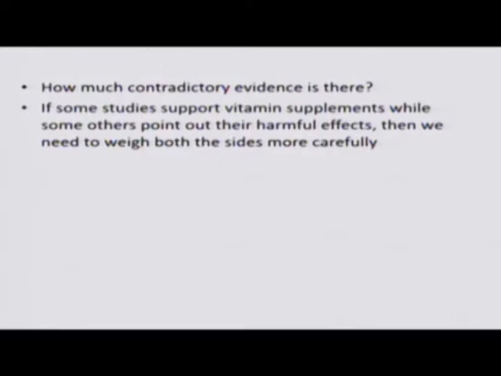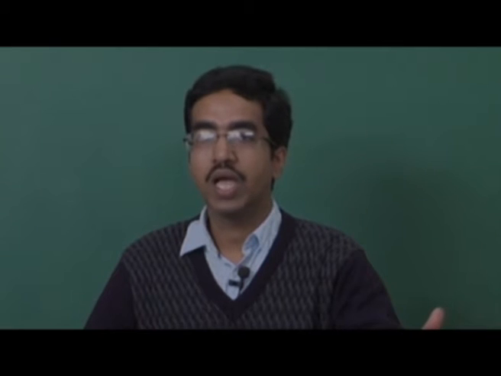Next, how much contradictory evidence is there? So, I make a claim. If there is very obvious contradictory evidence, then my claim does not hold good. For example, if I now say that it is wrong, actually earth does not revolve around the sun, it is actually the sun which goes around the earth, then do I have evidence? On the other hand, I have so much contradictory evidence, and that will make my line of argument fall.